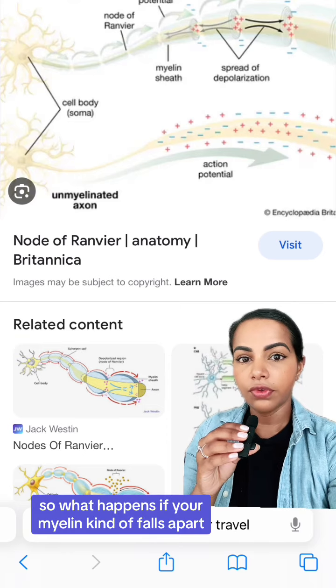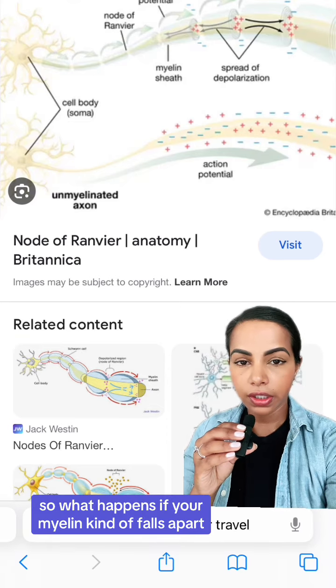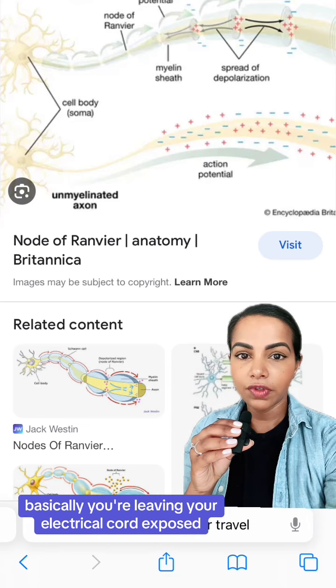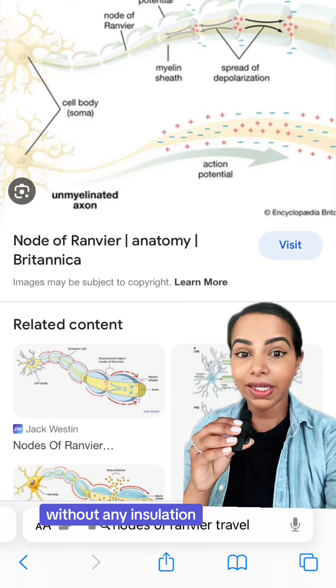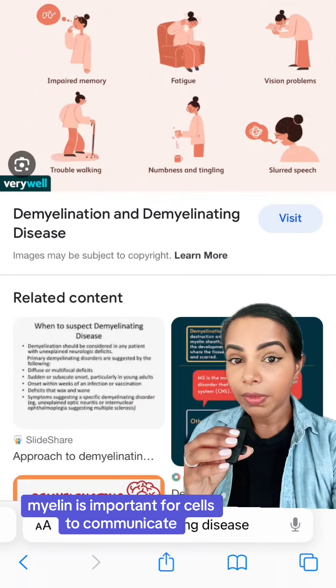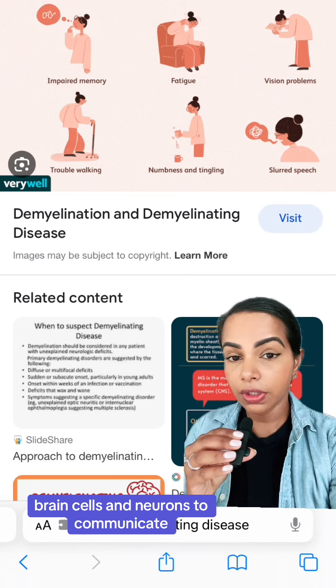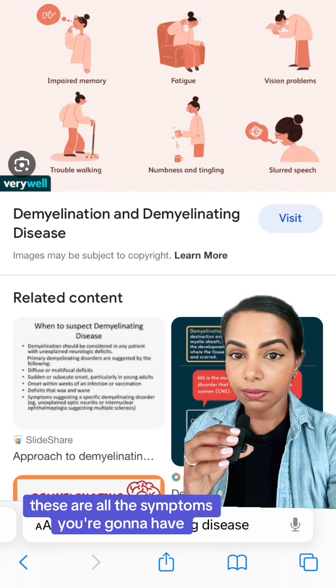So, what happens if your myelin falls apart in something like a demyelinating condition like MS? Basically, you're leaving your electrical cord exposed without any insulation. And as we know, myelin is important for cells to communicate, brain cells and neurons to communicate. So without it, these are all the symptoms you're going to have.